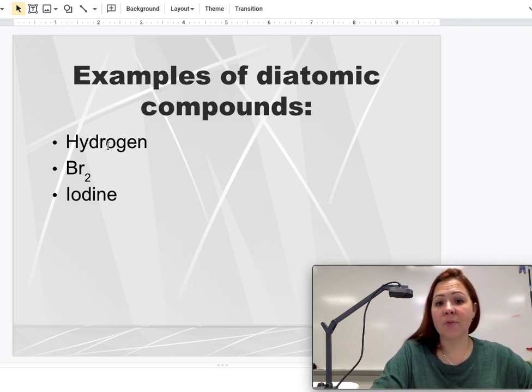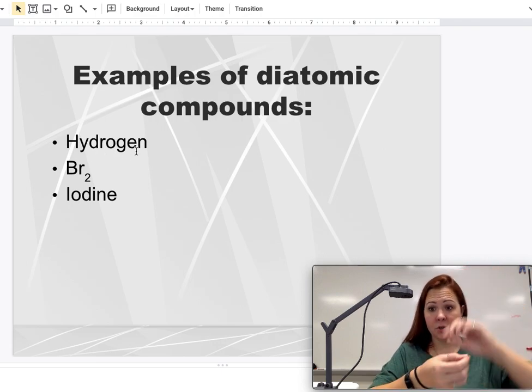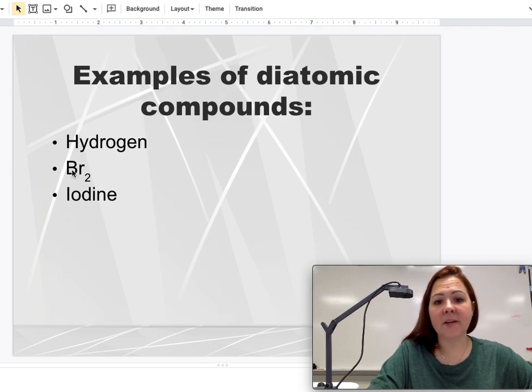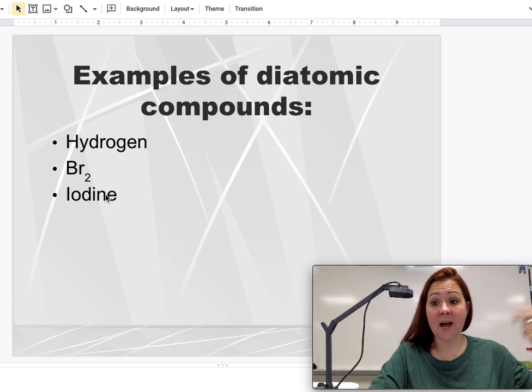So for example, if it says hydrogen and there's nothing else bonded to it, we would write this out as capital H2. So this is just called H2. Now if you see something and it just says Br2, when we look at the naming rules, it's just called bromine. Nothing special you have to do here. And then the symbol for iodine is I, so you just have iodine, I2.